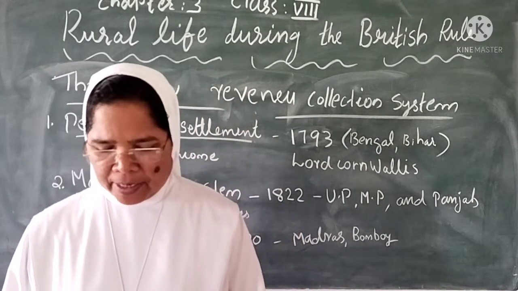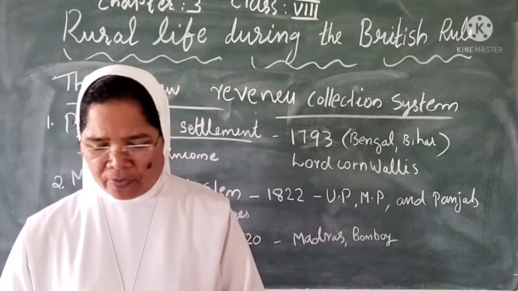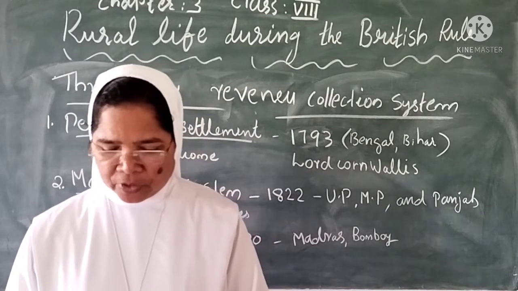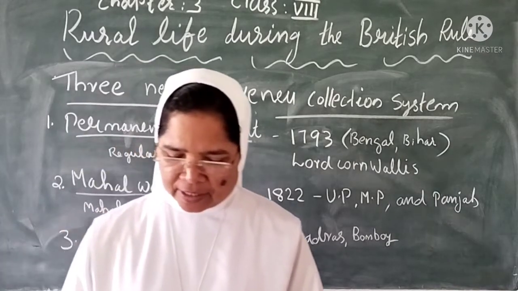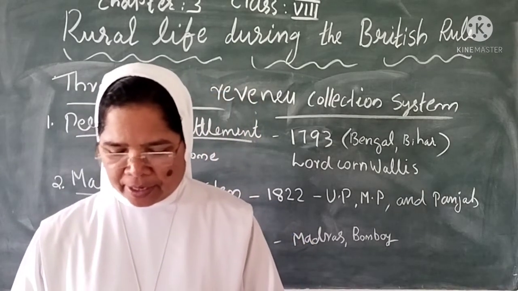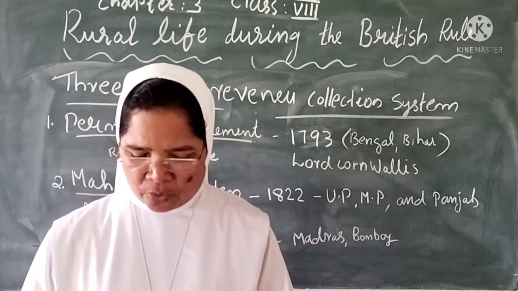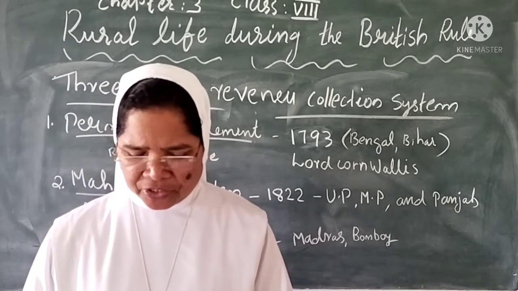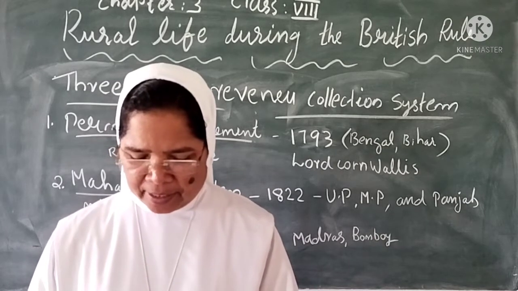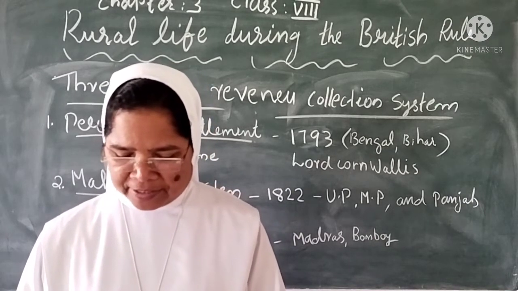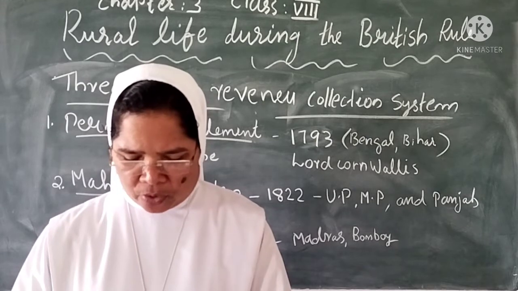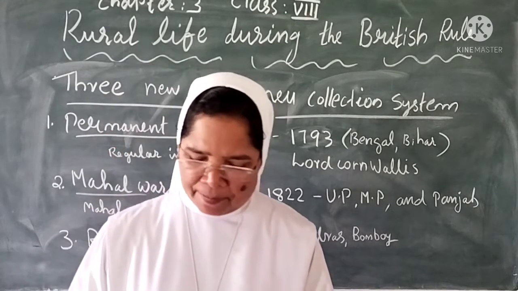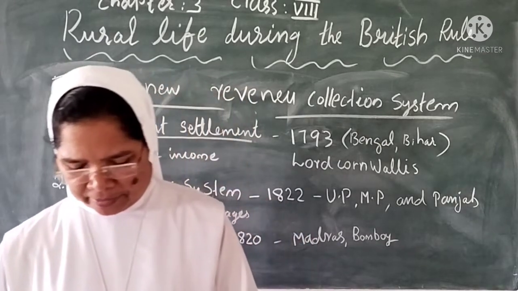What is permanent settlement? The company wanted to have a regular income through the land revenue. So the company fixed the land revenue in Bengal and Bihar on a permanent basis. This scheme was introduced in 1793 by Lord Cornwallis and came to be known as the permanent settlement.